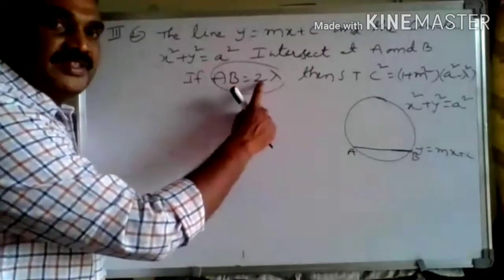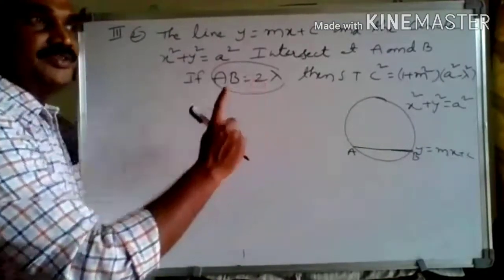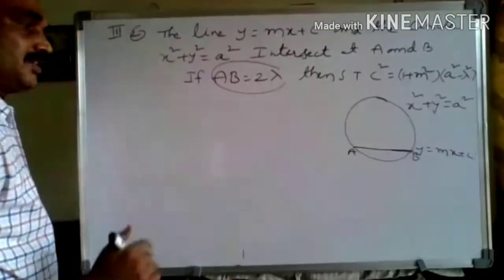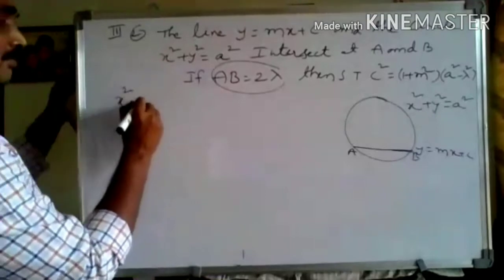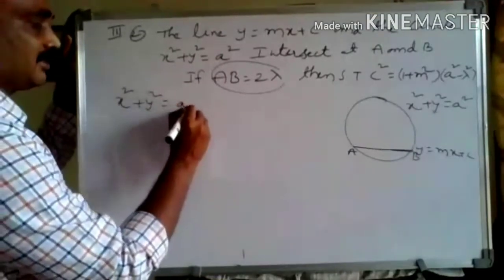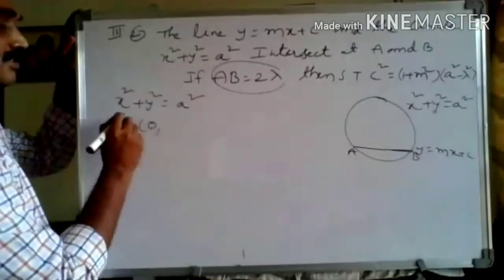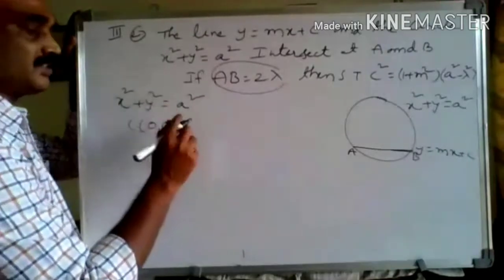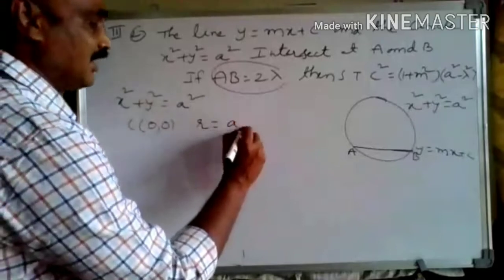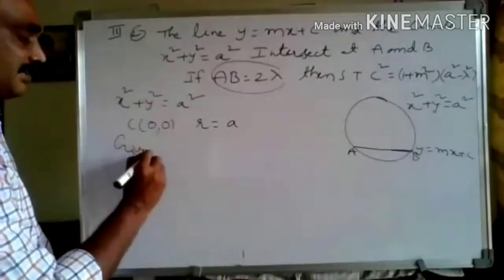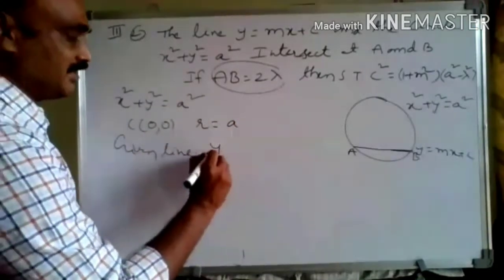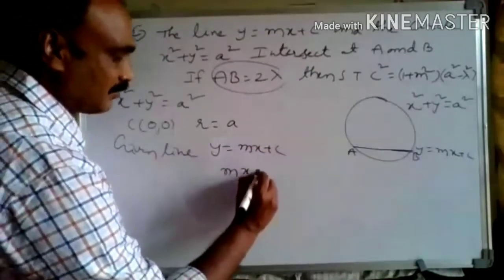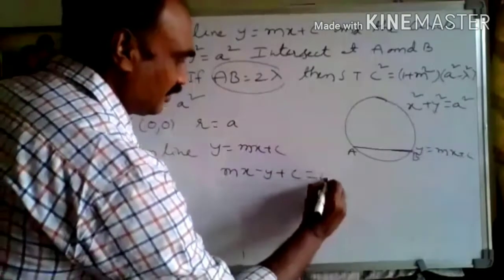Here the given length of the chord is 2 lambda. Length of the chord formula is 2 root r square minus d square. First, the circle x square plus y square is equal to a square. Center 0 comma 0, x minus 0 whole square plus y minus 0 whole square is equal to a square. Center 0 comma 0, radius is a. Given line y is equal to mx plus c implies mx minus y plus c is equal to 0.